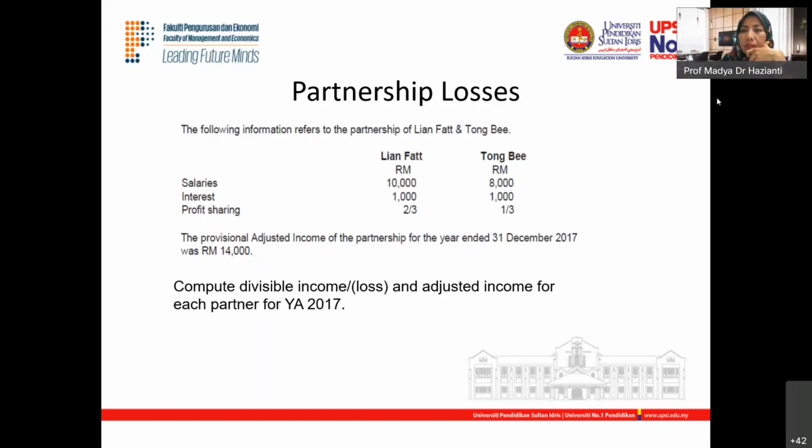Alright, we have one answer here, loss 4,000 and 2,000. Alright, sebab tadi kita tengok business income, they making profit. So here, if they have loss, so you have to compute the divisible income or loss and also adjusted income for each partner.